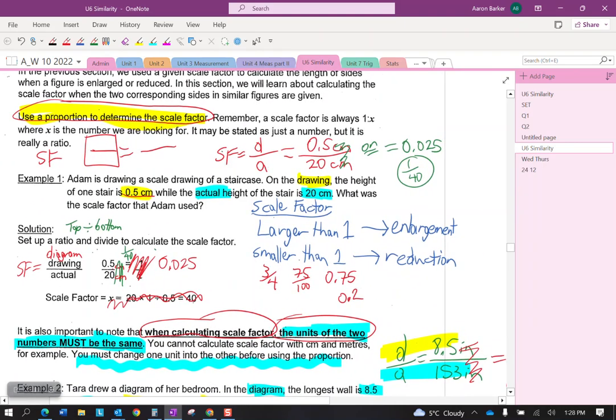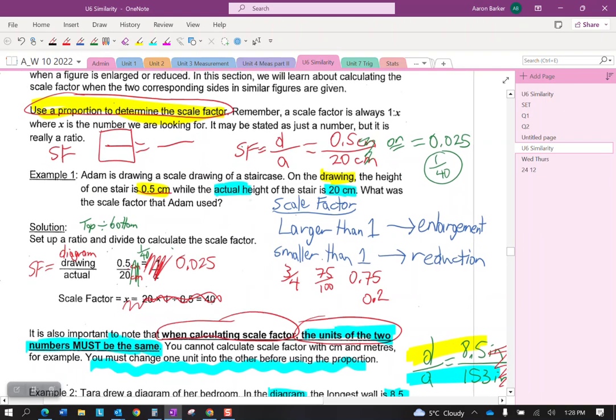You have to make sure, though, that you have the exact same units.